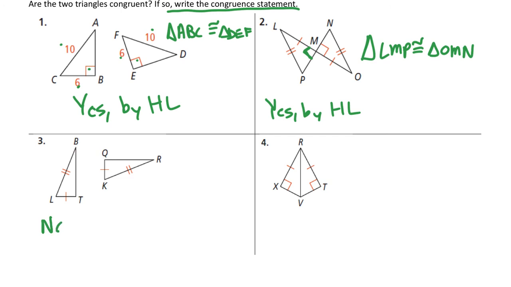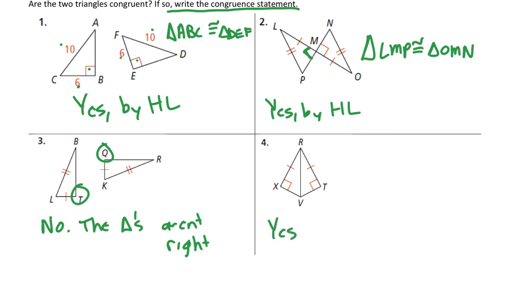Number 3, does it fit all the criteria? I would say no. Two pairs of sides are congruent, but the triangles aren't right triangles. These angles would have to be marked as right angles for this to follow HL. All right? And then finally 4, I would say yes. That is because RV is congruent to itself by the reflexive property. So yes by HL. And then my congruent statement, I would say triangle RXV is congruent to triangle RTV.